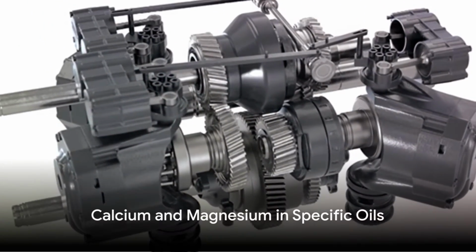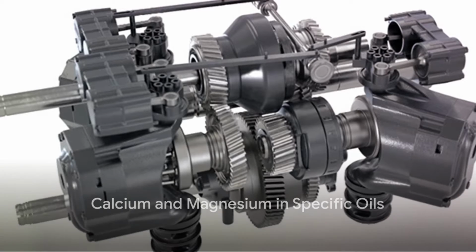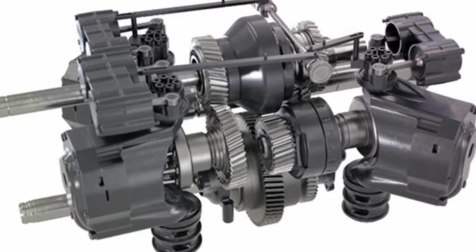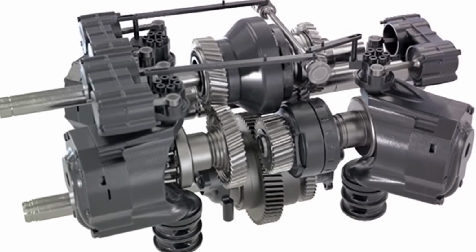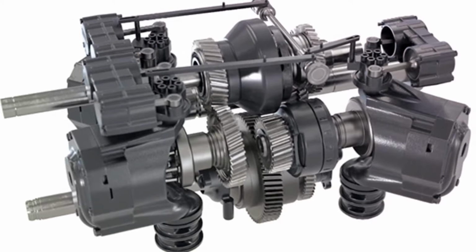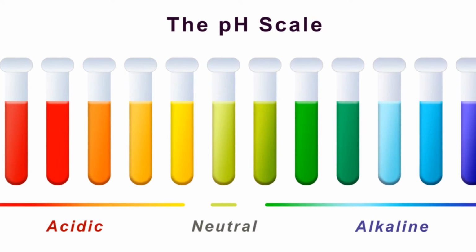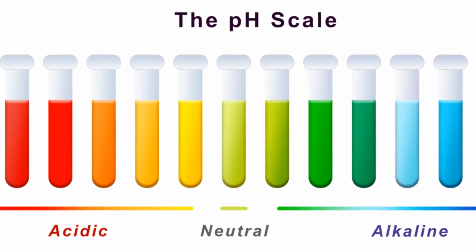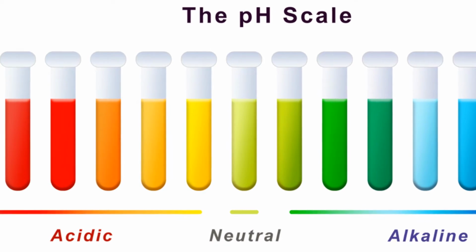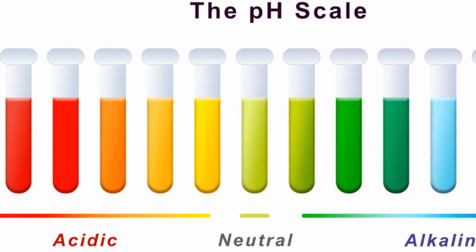Let's now look at how calcium and magnesium function in specific oils like automatic transmission fluids and engine oils. In automatic transmission fluids, these two elements are integral to the formulation. They play a crucial role in maintaining the performance of the fluid by keeping the hot metal components free of deposits and neutralizing the acids formed in the oil.